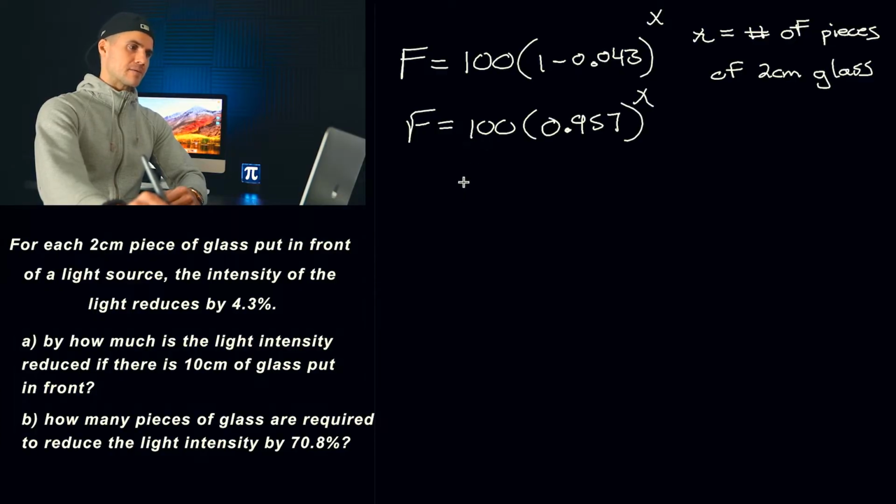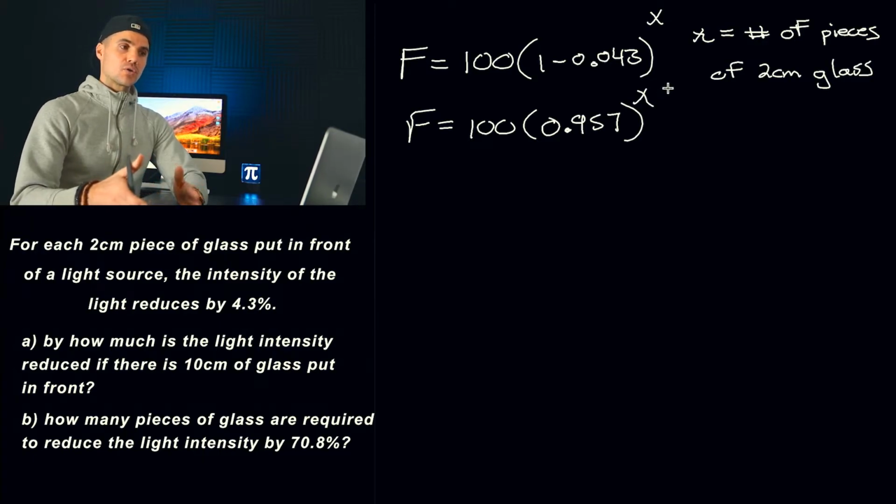Now, in part A, they're saying, by how much is the light intensity reduced if there is 10 centimeters of glass in front of the light source? So you've got to be careful here. They didn't tell us the number of pieces of 2 centimeters glass, which is what the x represents.